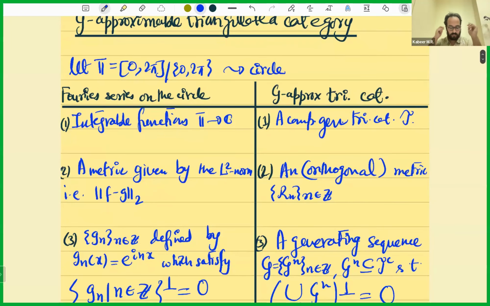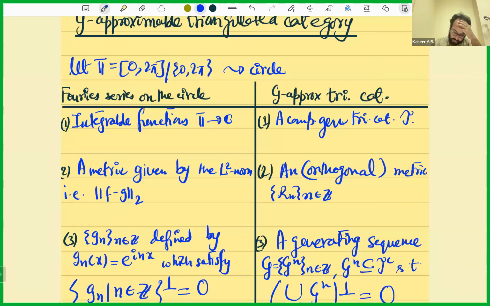The category on the left that we want to consider is the integrable functions on the circle, complex valued. And the category on the right is the compactly generated triangulated category T. On the left-hand side, we have a metric which is given by the L2 norm. Note again that not all objects have finite length here, because the category we are considering is L1 of the circle, and the metric we are giving is the L2. So it's an extended metric.